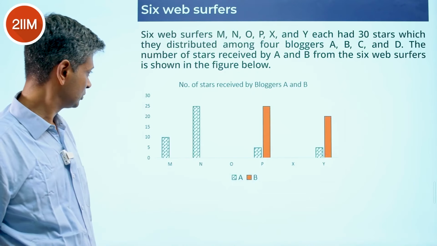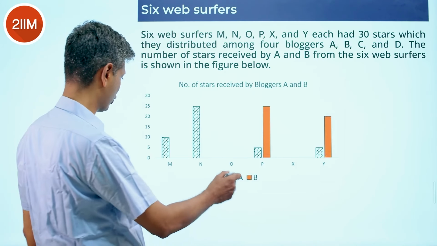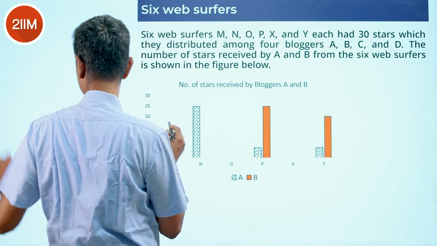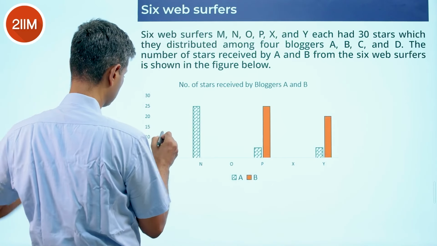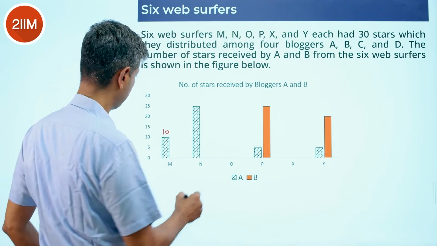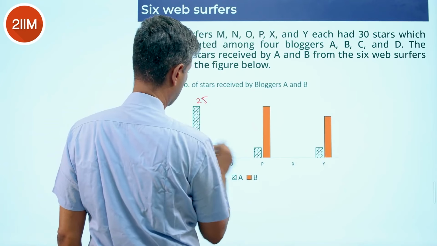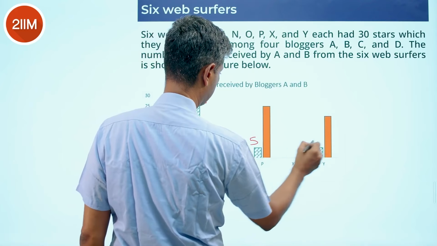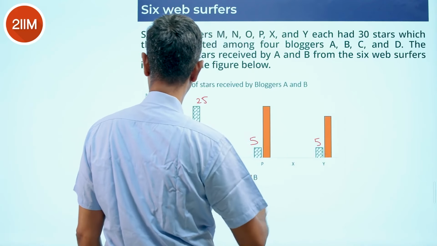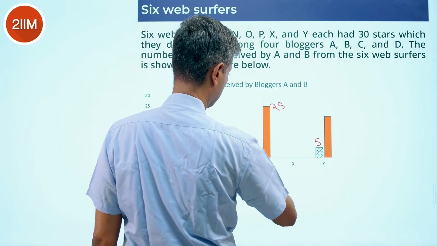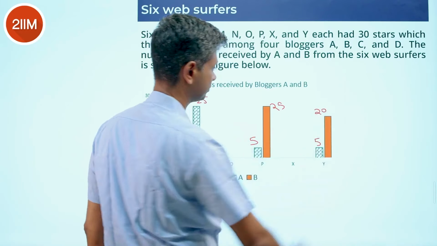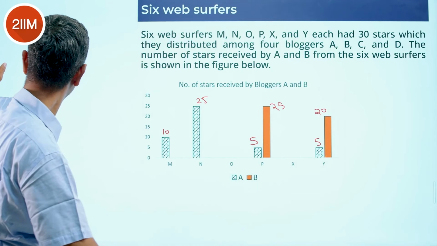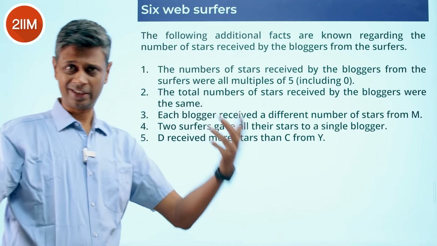The number of stars received by A and B from the 6 web surfers is shown in the figure below. So A gets 10 from M, 25 from N, 5 from P, 5 from Y. B gets 25 from P and 20 from Y. Nice. This table would have done, but they've drawn charts. We'll take it like that.